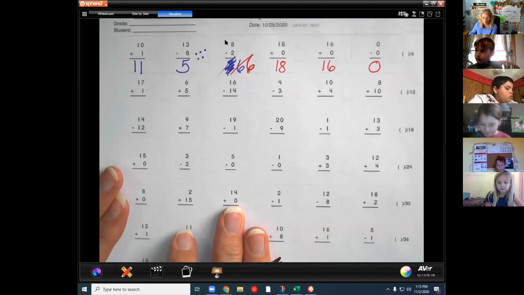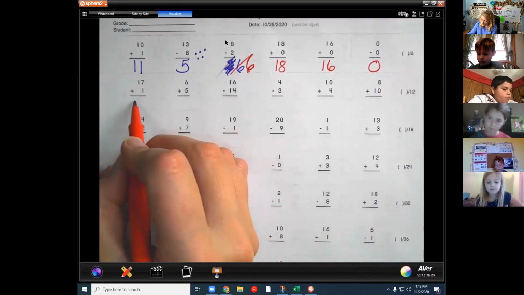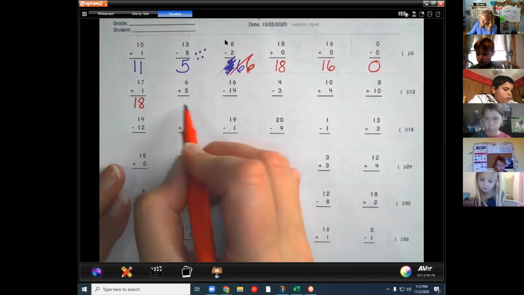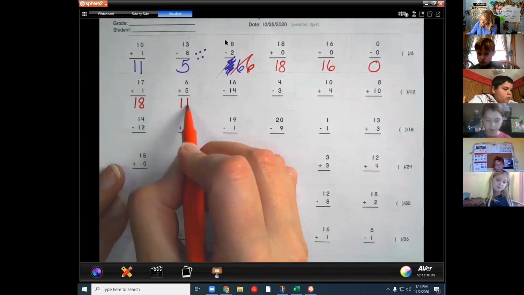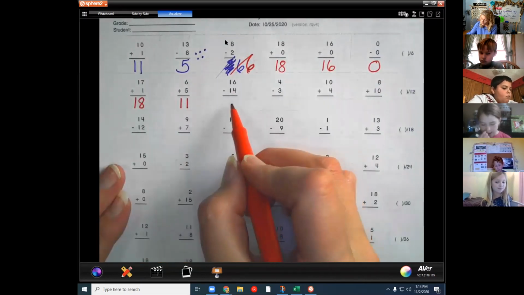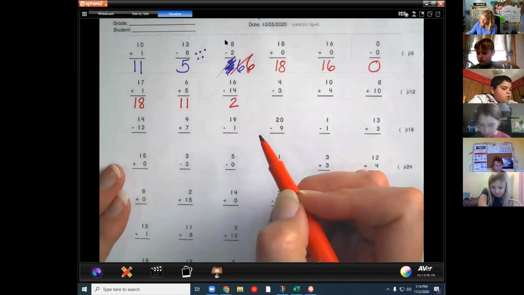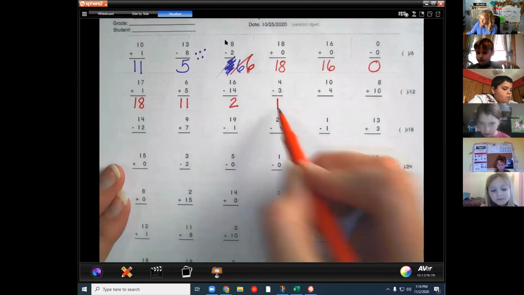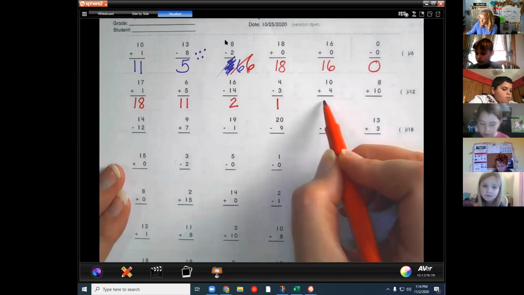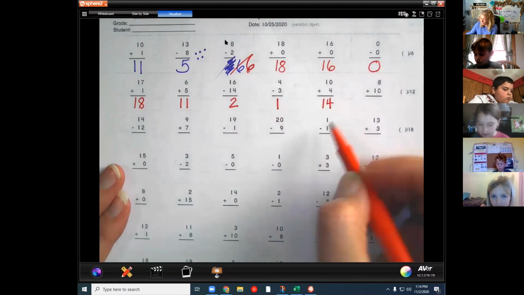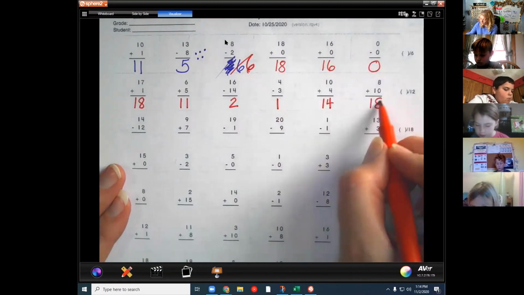Okay, second row. 17 plus 1 is 18. 6 plus 5 is 11. 16 minus 14 is 2. 4 minus 3 is 1. 10 plus 4 is 14. 8 plus 10 is 18.